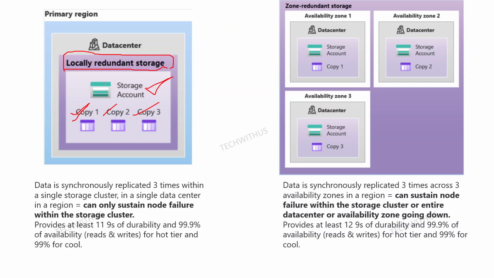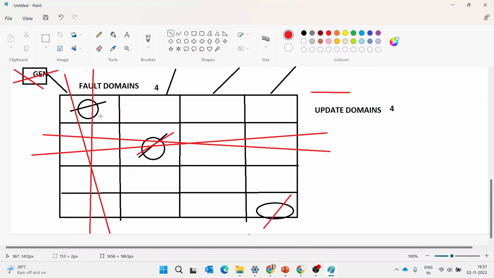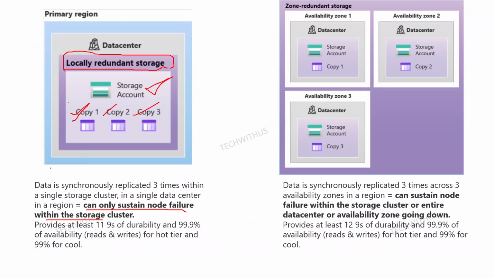You can see it can only sustain node failure within the storage cluster. Node failure means, here each of these is called one node, and in total we have 16 nodes. So if there is any node failure, it can sustain it within the storage cluster. So this is the LRS.